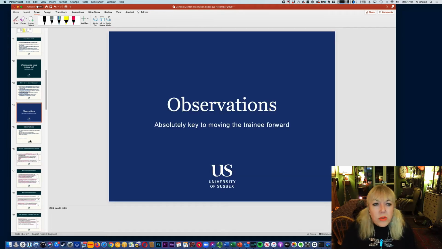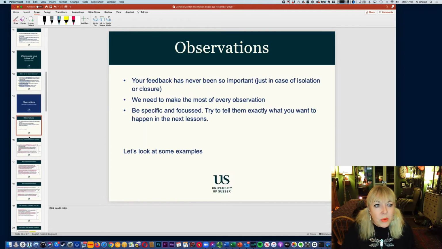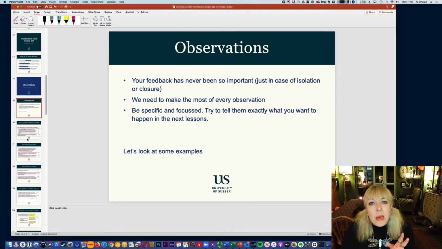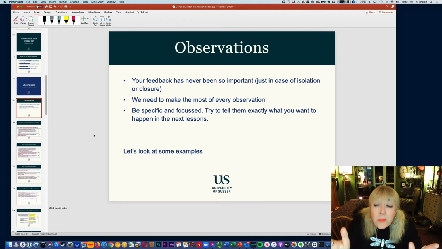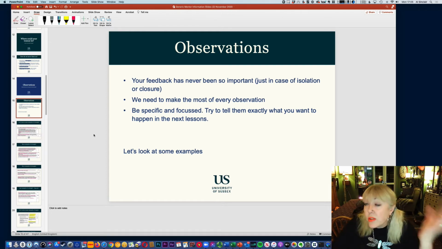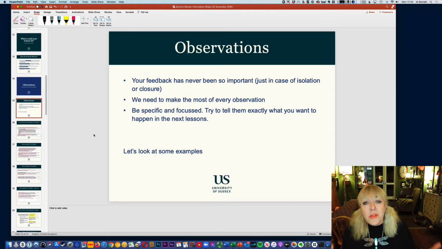Okay, let's crack on to observations. I'm going to spend a little bit more time on this. As we said in the first generic mentor training session, your feedback's never been more important. We never know when you might need to isolate, God forbid, when they might need to isolate and not be able to be in. We don't know what's going on. The school might need to close, a bubble might have to go home. So every single lesson observation matters. And you might even think about doing more than one at the moment, just to cover a few more of the standards each week and help them gather some evidence.